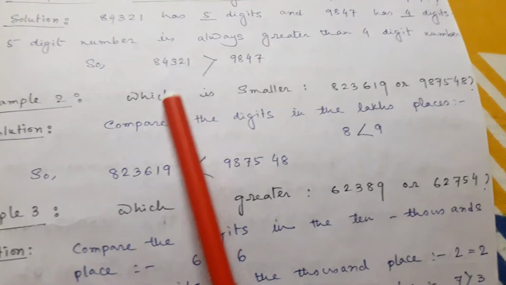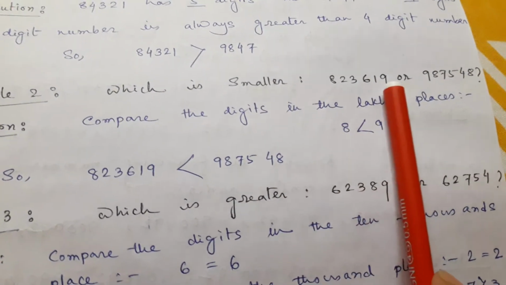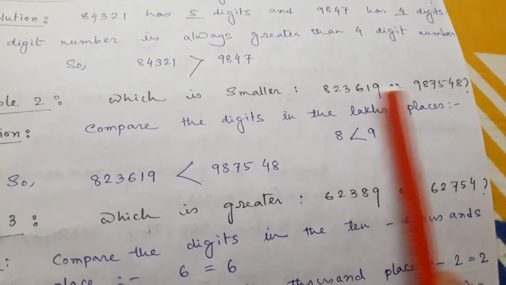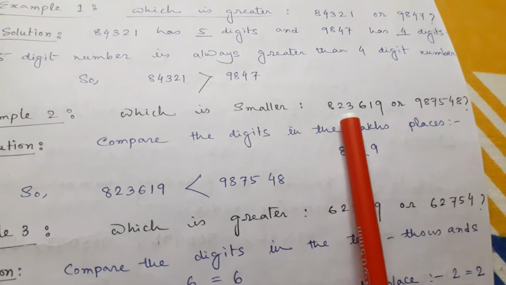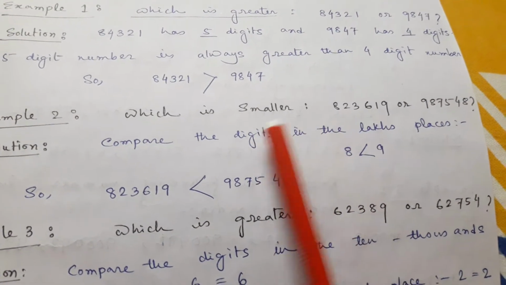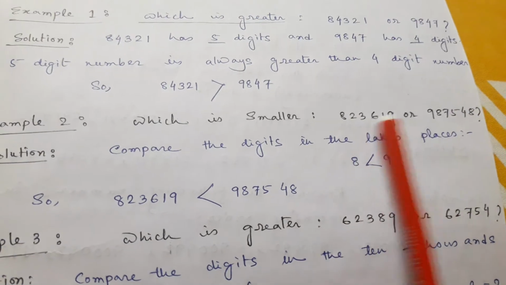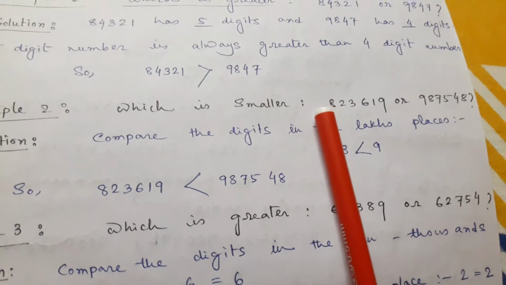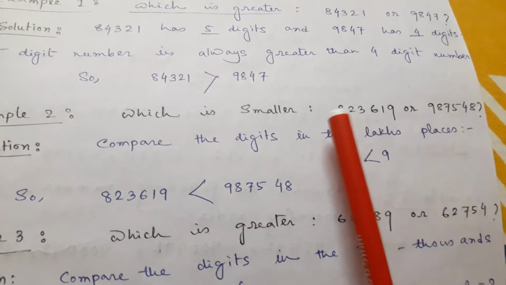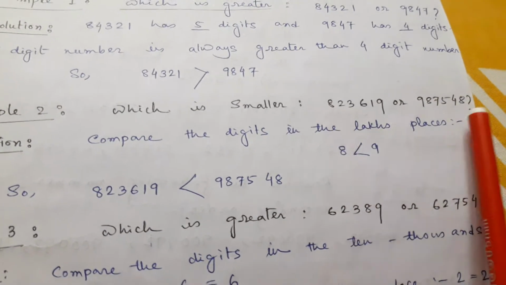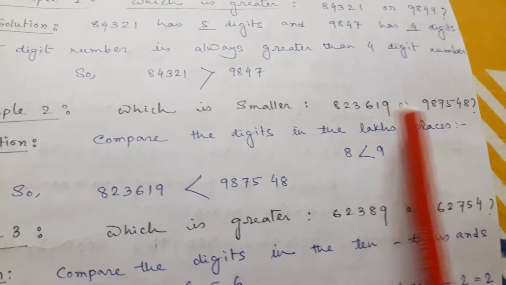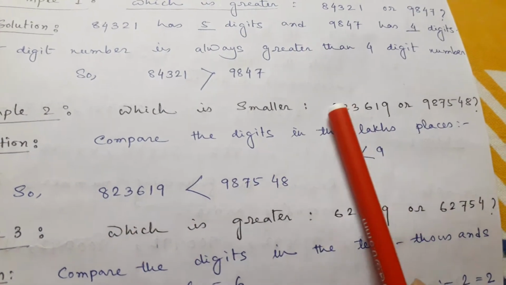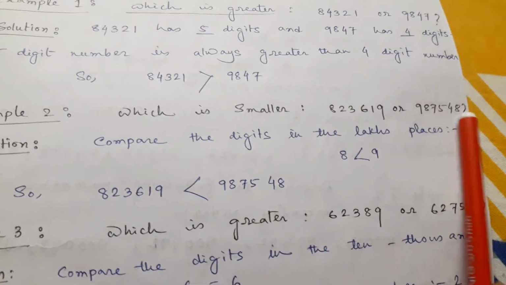Now next example, which is smaller, 823619 or 987548? Now see, both of the numbers are 6 digits. Okay, so we cannot conclude anything from this, so we have to compare the digits of these numbers. So we'll start from the left place. This is the lakhs place and this is also the lakhs place. In the lakhs place there is 8 and in this number there is 9. So we know that 8 is less than 9, so we can say this number is always less than this number.